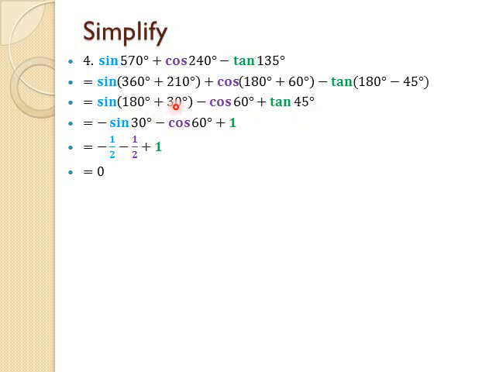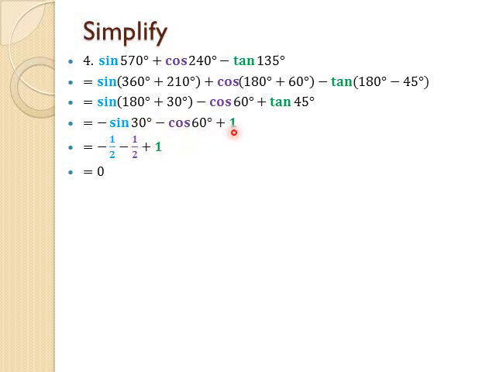180 plus 30 falls in the third quadrant. In the third quadrant, sine is negative, so it becomes negative sine 30. So negative sine 30 minus cos 60, and the tan 45 will always be 1. I always joke and say, if you turn at a 45 degrees angle, you'll only get to 1 out of 10. Right? You don't get a full 10.